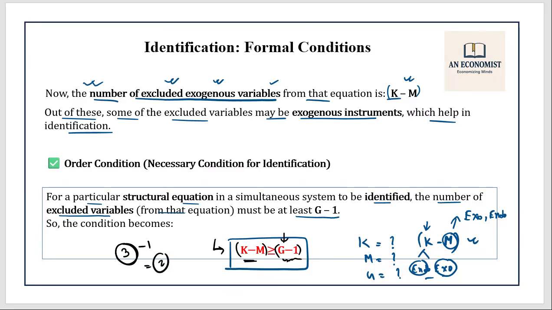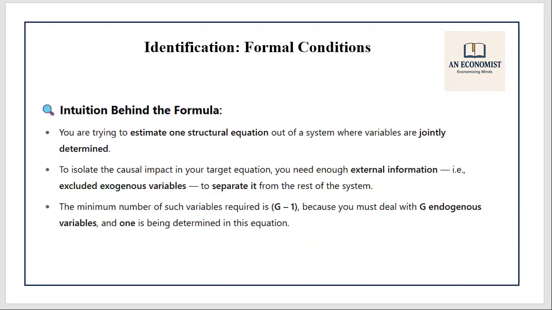To better understand this intuition, I have given you this paragraph. I think it will be more clear to you. The intuition behind this formula, k minus m greater than or equal to g minus 1, is this: you are trying to estimate one structural equation at a time, out of the system where the variables are jointly determined. That is why they are simultaneous equations, right? Because one dependent variable in one equation becomes an independent variable in the other equation. That is why we need the simultaneous determination of all the variables at the same time.